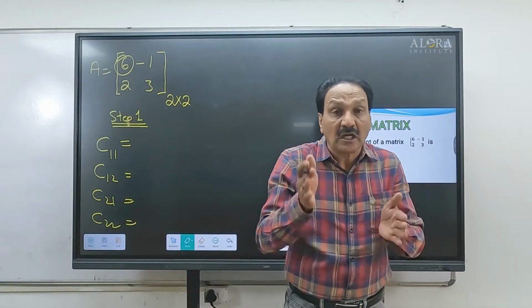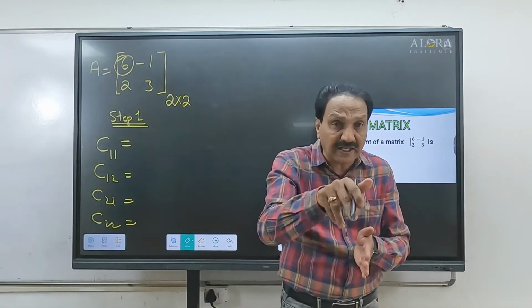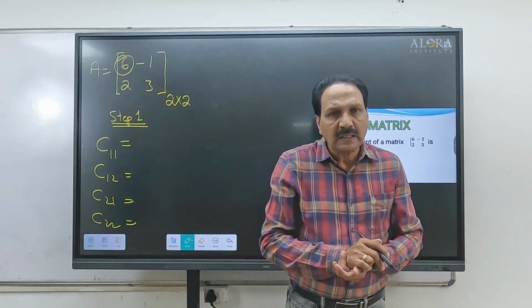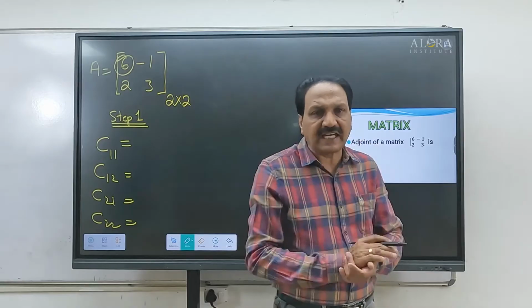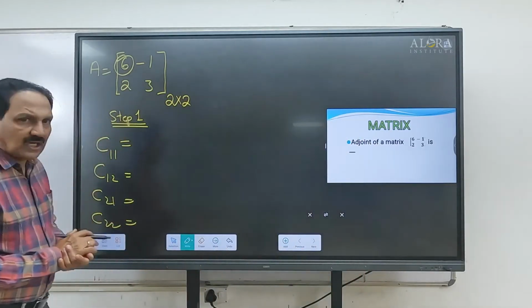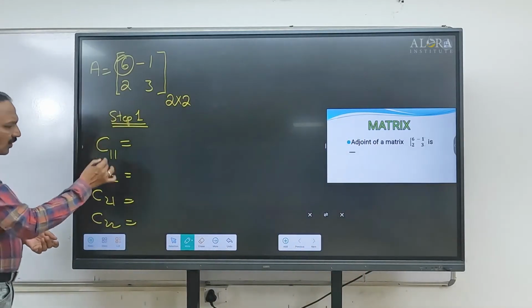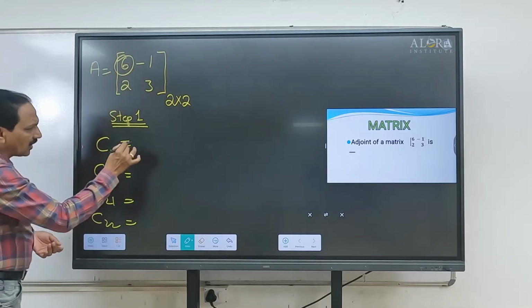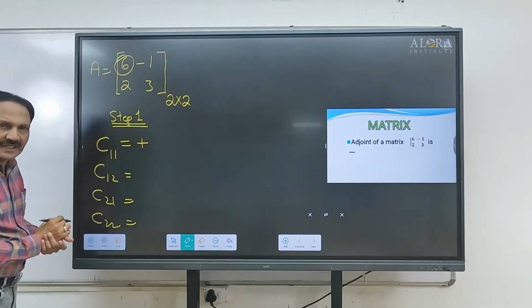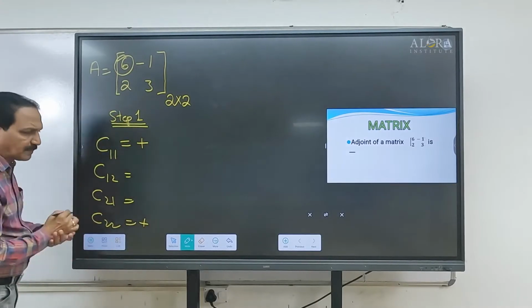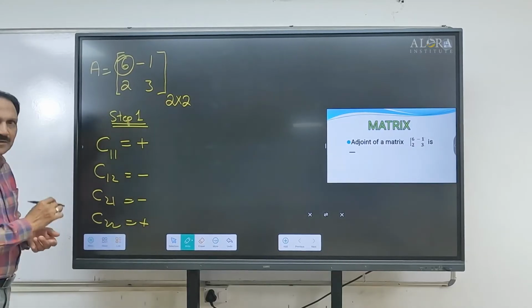But what is the difference? One and the same only in the numerical figure, but some differ in the sign. So how do we write the sign convention for the cofactors for the second order? First, we write a plus sign, last also a plus sign, and a minus sign in between.